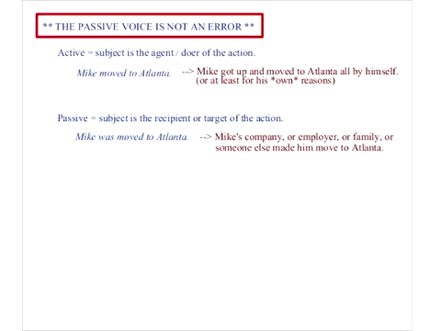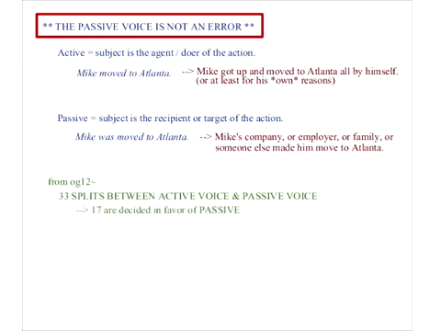Here are some statistics from OG12. There are 33 splits between the active voice and the passive voice. Of those 33 splits, 17 of them are decided in favor of the passive, and the other 16 are decided in favor of the active. Notice that "are decided," by the way, is passive voice, and that's fine, because we don't care who's doing the deciding.